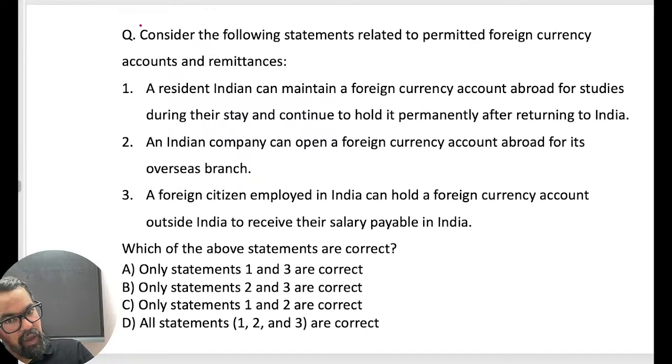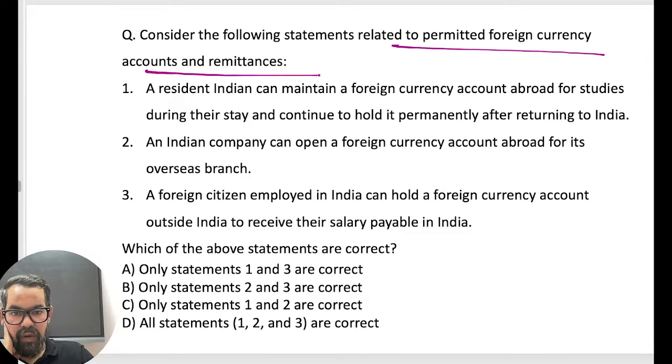Next one. Consider the following statement related to permitted foreign currency accounts and remittances.